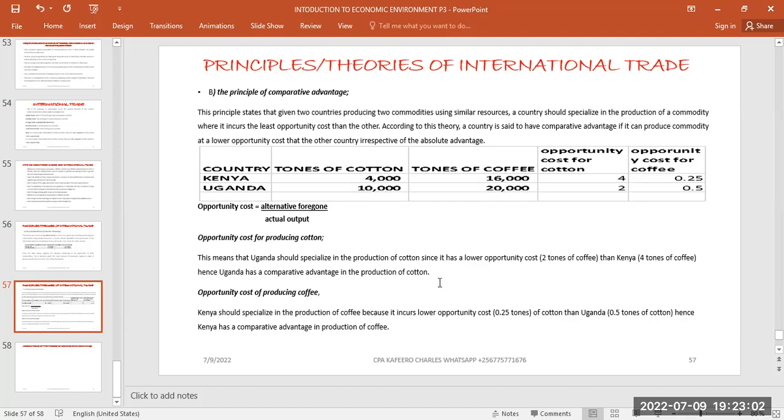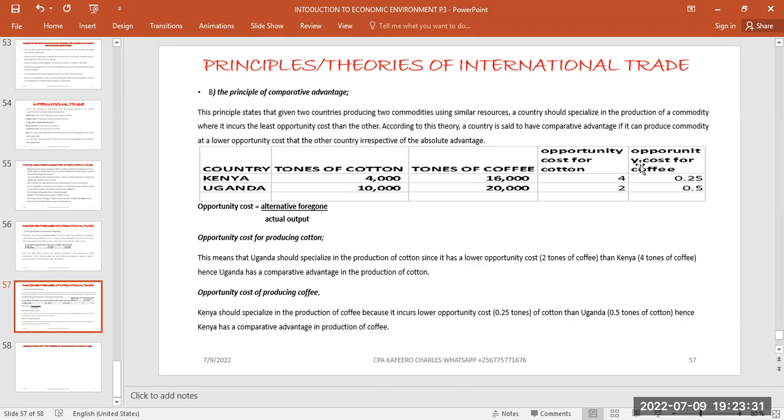Why? Because it has a lower opportunity cost than Kenya, irrespective of the absolute advantage. Because the absolute advantage was suggesting that this one is supposed to produce the 2 items. But for the comparative advantage, we are saying no, we are looking at the one which has the lowest opportunity cost.